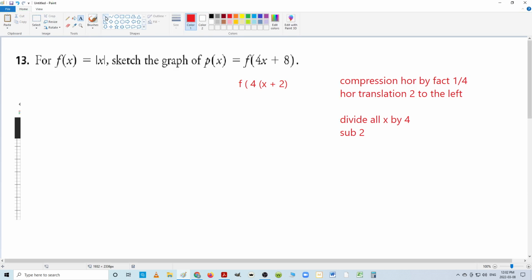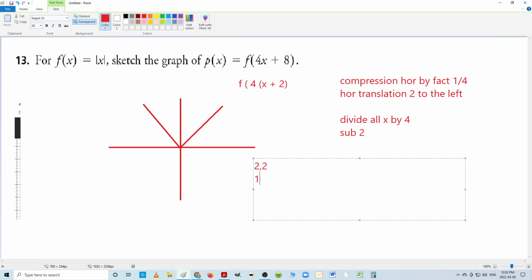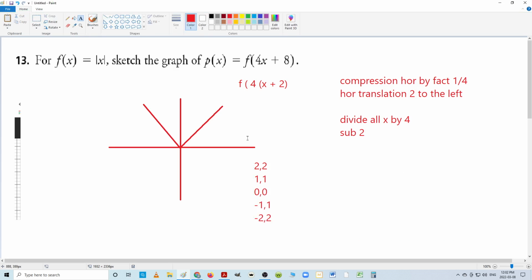And since we're working with an absolute function, the points of an absolute function are actually very easy. The numbers will match, but the signs will change. On the right, it's 2, 2, 1, 1, and 0, 0. And on the left, it's minus 1, 1, minus 2, 2. And it goes on. All y values are positive. There's no vertical translations, so it's still going to be that. There's no vertical or horizontal reflections, rather. And so that means I divide all these x values by 4 and subtract 2.